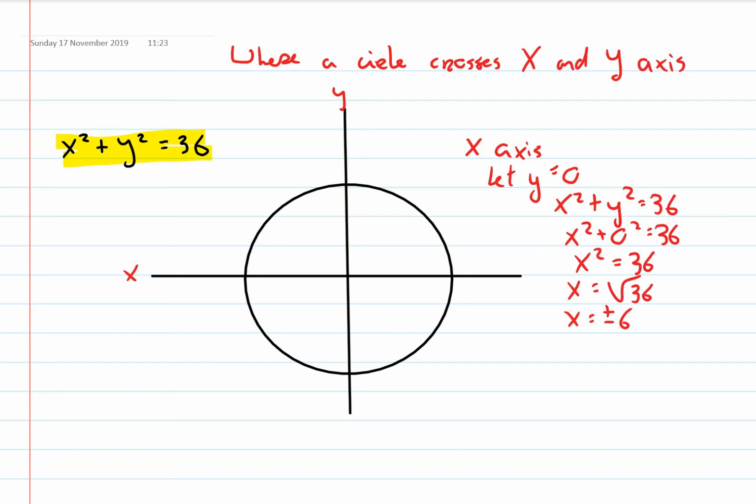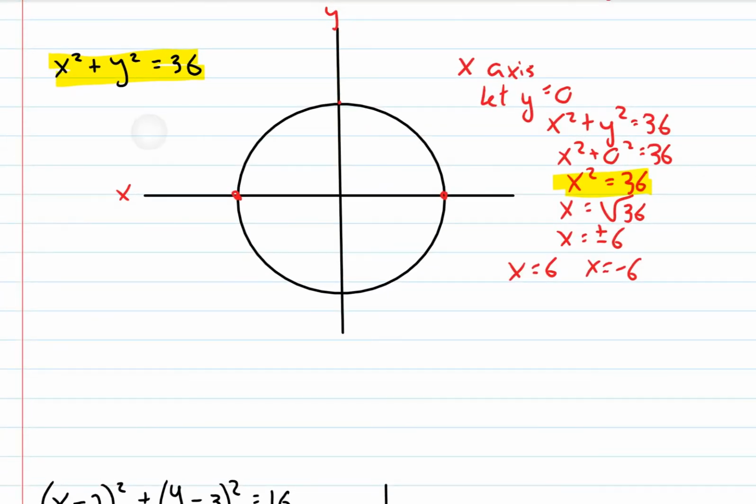When you think about it, if x squared is 36, well then x could be 6, but x could also be minus 6. And that would make sense because x is going to be 6 and it's going to be minus 6 in this instance. So x equals 6 and x equals minus 6. Why is that? Well, because it's going to cross it in two places. Likewise, if I want to find this point and this point, I'll just let x equal 0 and solve for y.